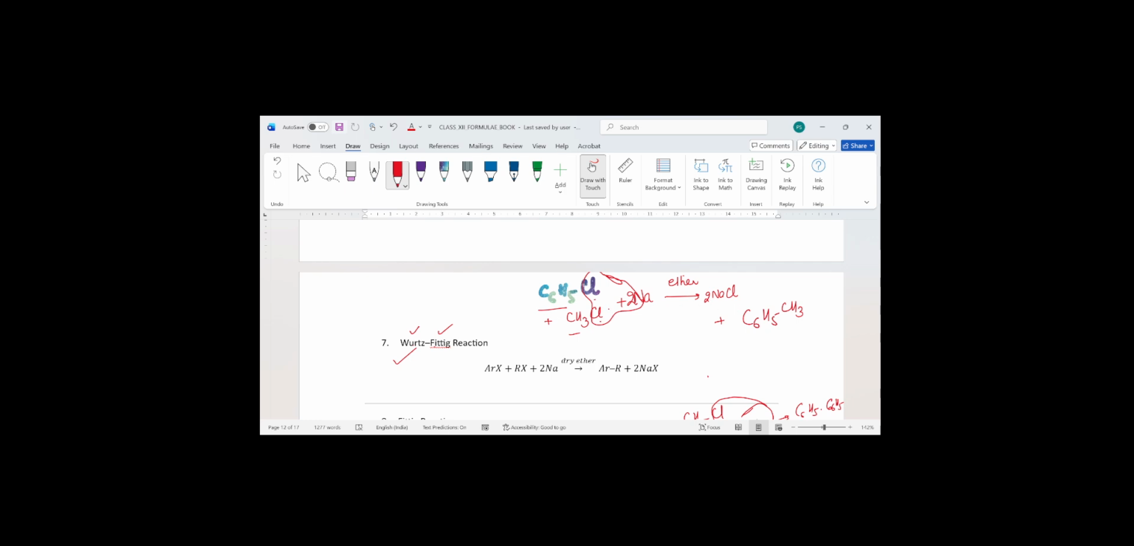These are important named reactions likely to come in MCQ part and fill in the blank or reason assertion, right? So practice them well. Thank you.